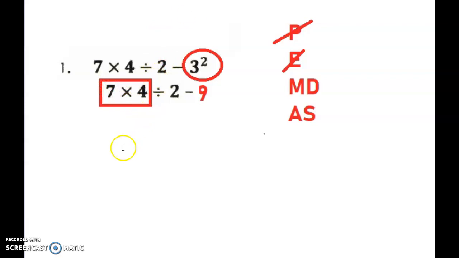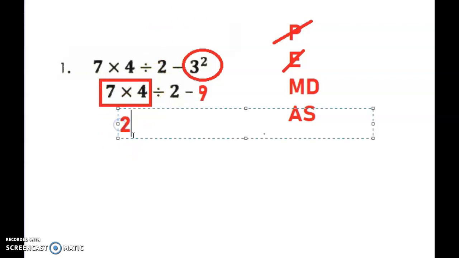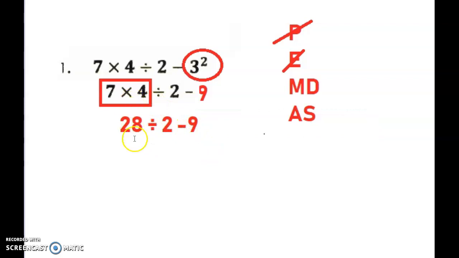So let me answer that. What is 7 times 4? That's 28. And I'm just going to rewrite everything, right? Divided by 2 minus 9, right? So that's my next thing. I just brought it down. I rewrote everything straight down. I brought my divided by 2 down and minus 9 down.